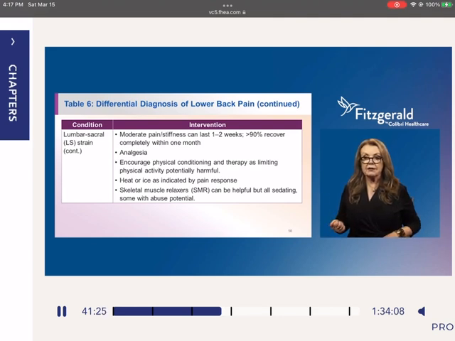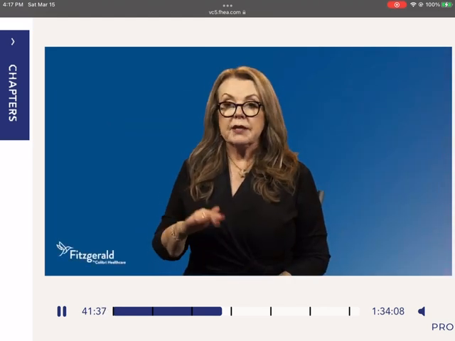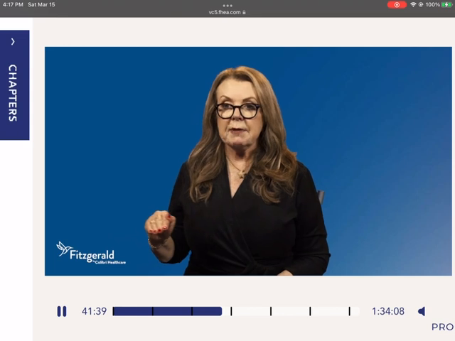Skeletal muscle relaxers, usually abbreviated SMRs, can be helpful, but all are sedating and some of them have abuse potential. There's one in particular, brand name Soma, and that's the one with the most street value. The way I remember this is Soma rhymes with coma, because people can get barely buzzed on that drug.